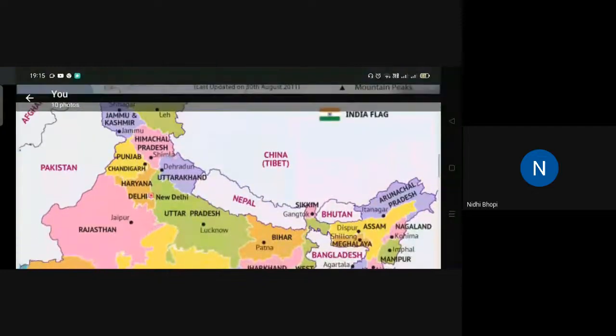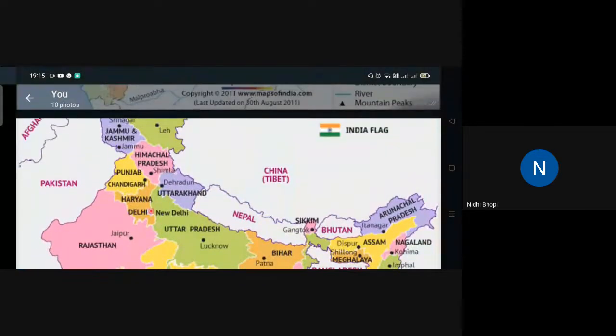Now we come to the most important part. This is India. Now India is very big, 32 lakh 64,082 square kilometer is the area of India. Largest one in the Indian subcontinent. We have 29 states, 7 union territories.